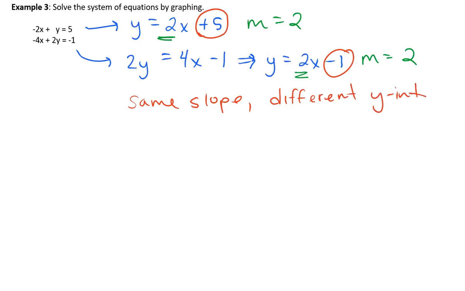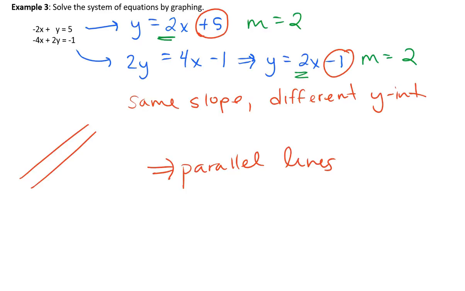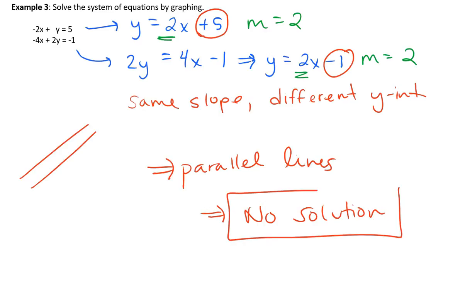Since we have two parallel lines, that means that our lines are never going to cross each other. They're always going in the same direction at the same speed, so they're never going to intersect with each other. So this tells us that we have parallel lines, and thus there is no solution for our system of equations.